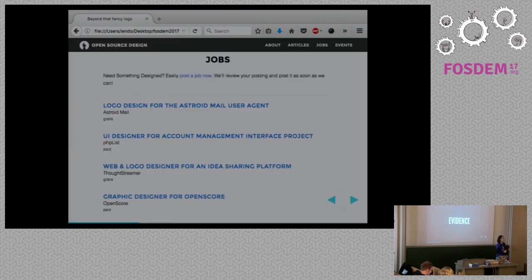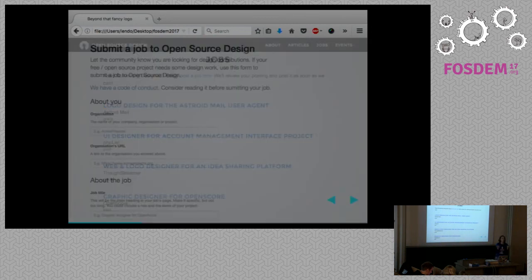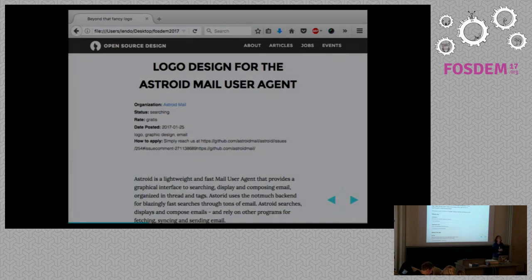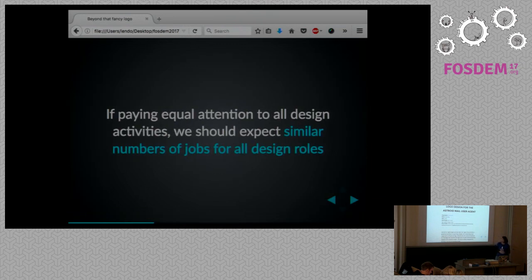And to find that evidence, I went and looked at the open source design jobs board. So this is a place where open source software projects that need design help can submit a form like this. They fill up this form if they want or they need design help. And then that form is published in a website. And so designers who want to contribute to open source can find these requests, and they can actually help and contribute. So that's what I looked at.